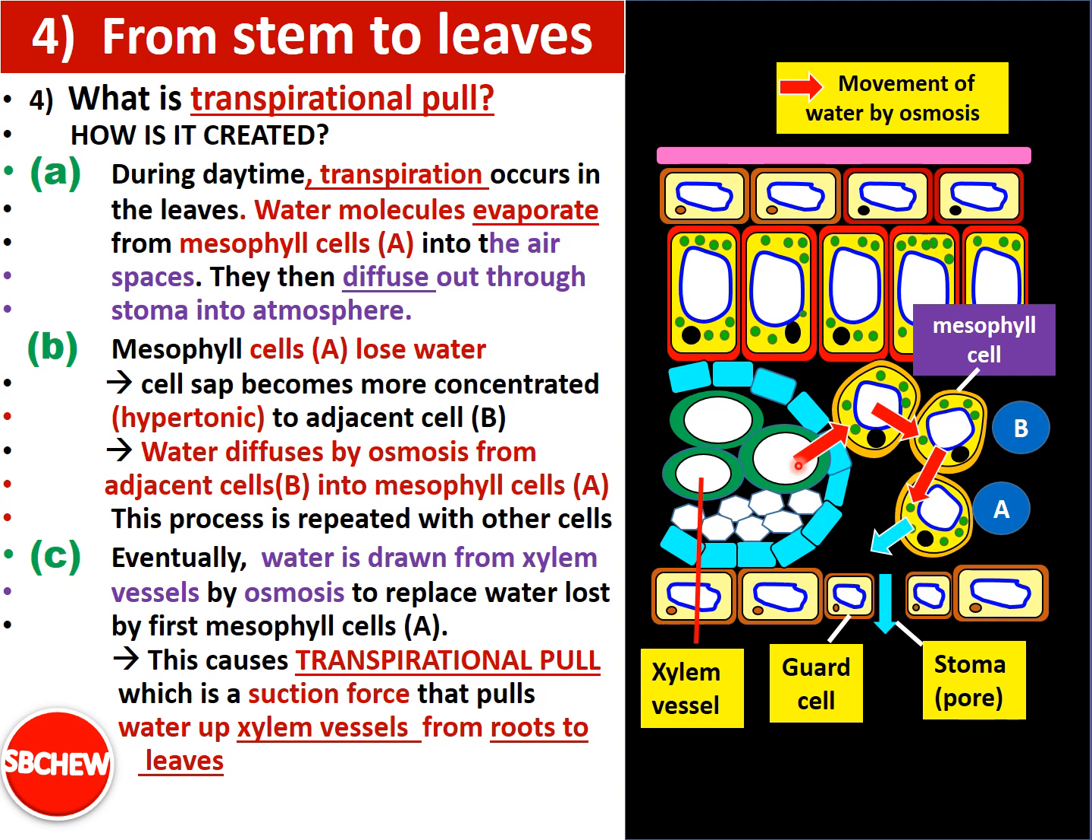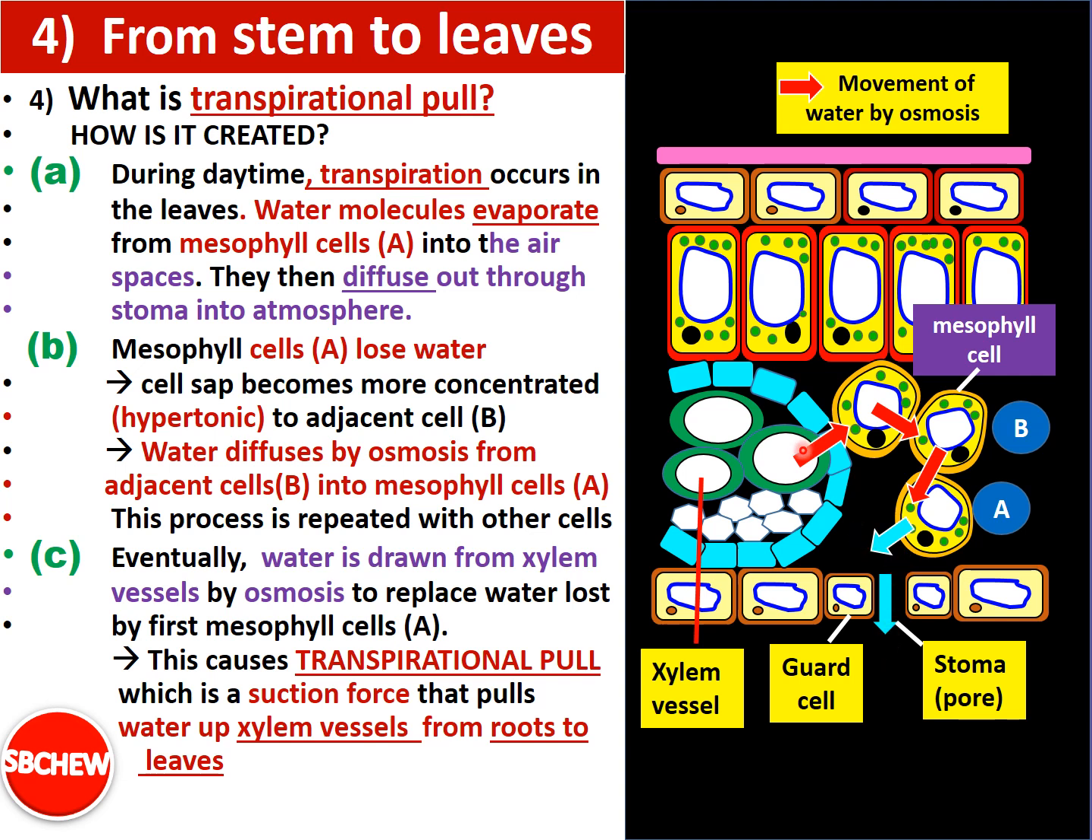Thus, water will be drawn from the roots up the xylem vessels into the leaves, and it will diffuse from one cell to the next by osmosis, and the water may be lost through transpiration to the atmosphere. So this creates a transpirational stream, which is the movement of water from the roots to the stem and to the leaves until the water is lost through transpiration.